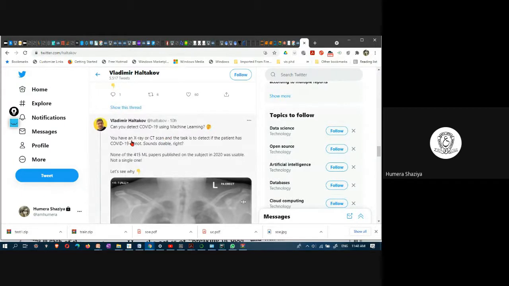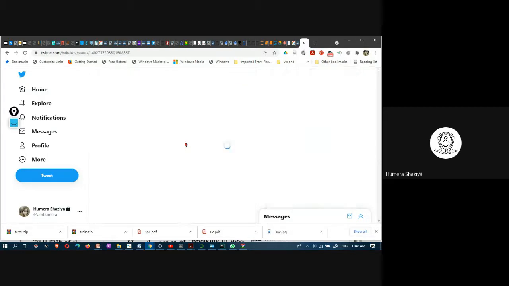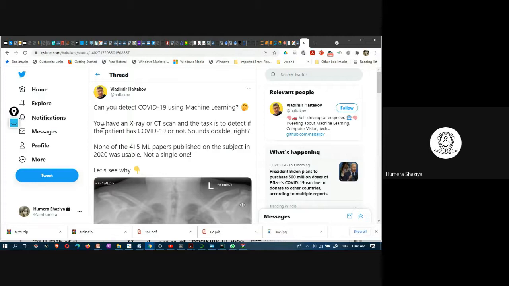10 hours before: can you detect COVID 19 using machine learning? You have an X ray or CT scan, and the task is to detect if the patient has COVID 19 or not. Sounds doable, right? None of the 415 ML papers published on the subject in 2020 was usable, not a single one.